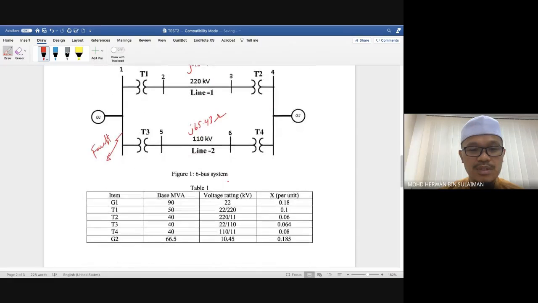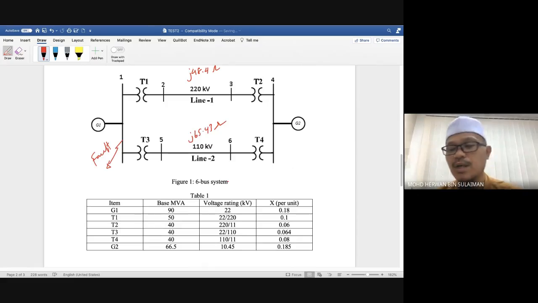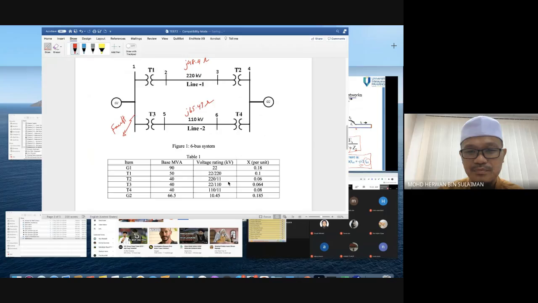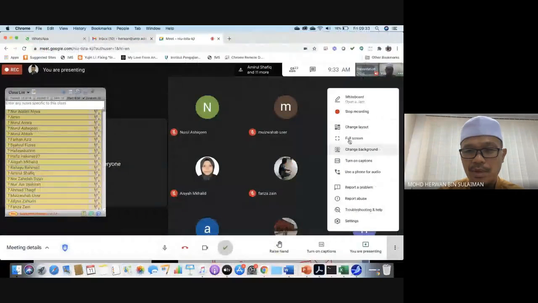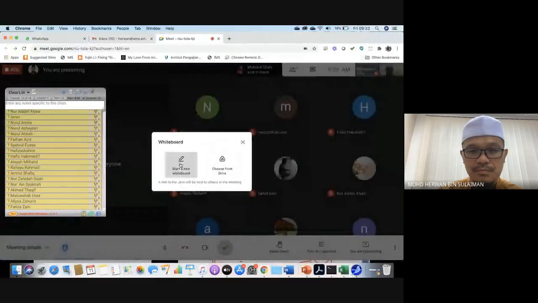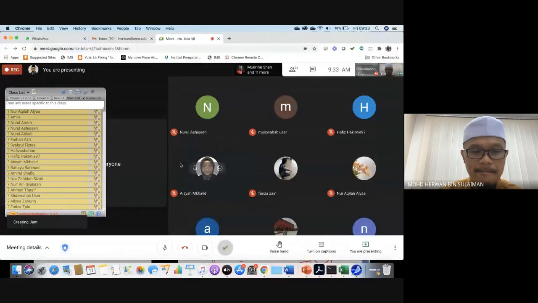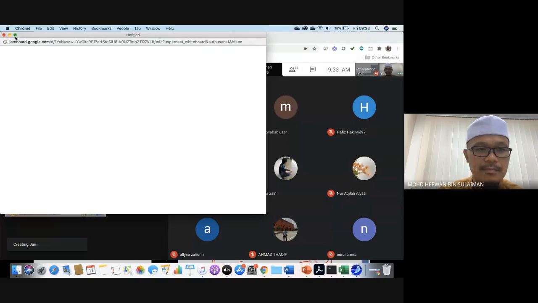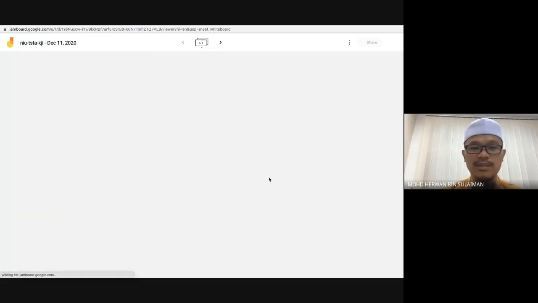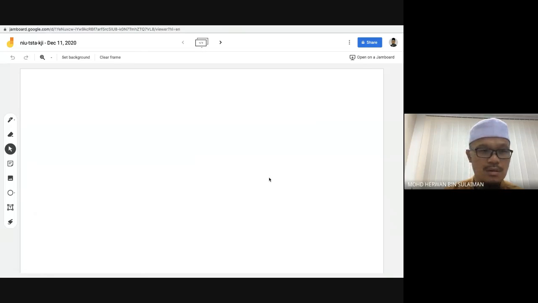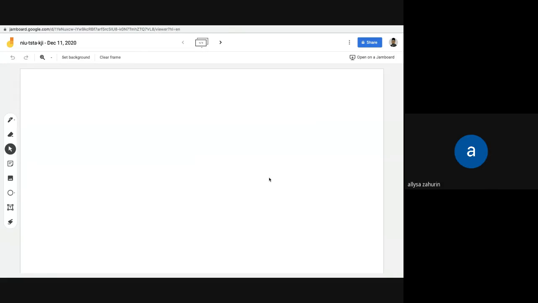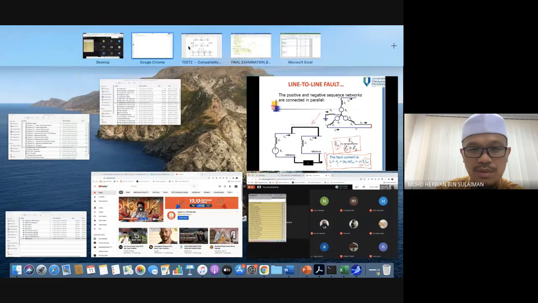Okay, so apa yang penting sekarang ni? Pertama sekali you kena buat apa? You kena buat positive, negative and zero sequence. Betul tak? Jamboard. Nampak jamboard saya? Nampak tak? Nampak sir. Okay.